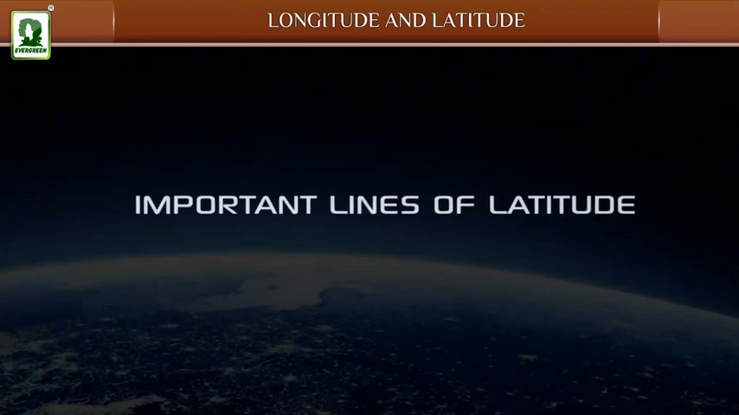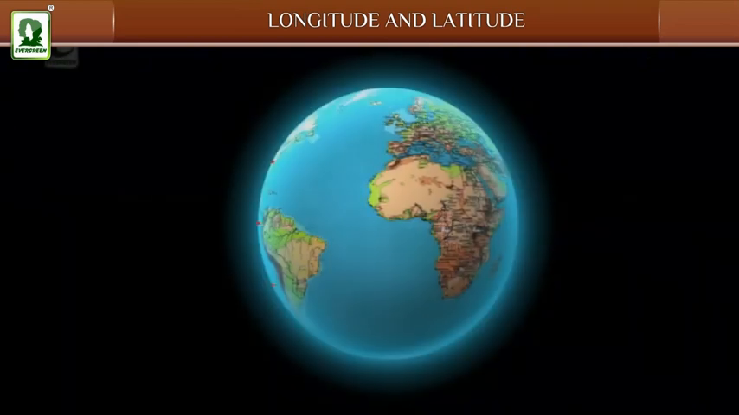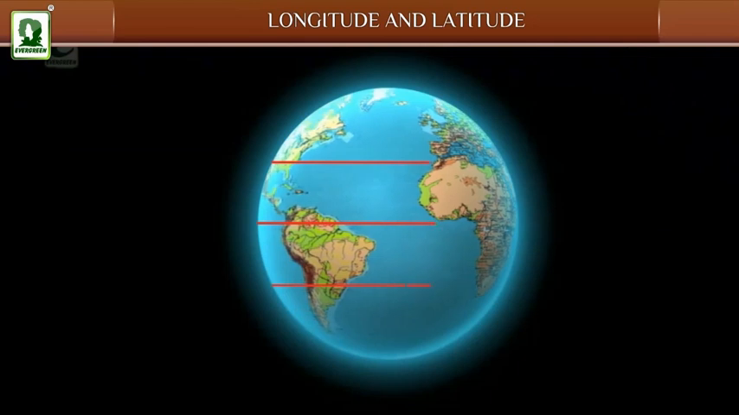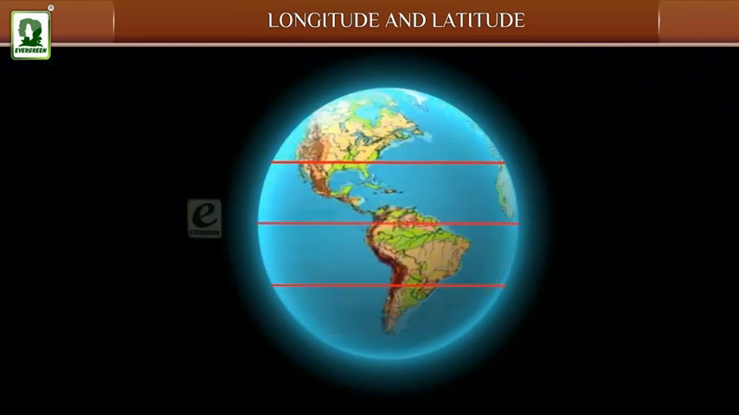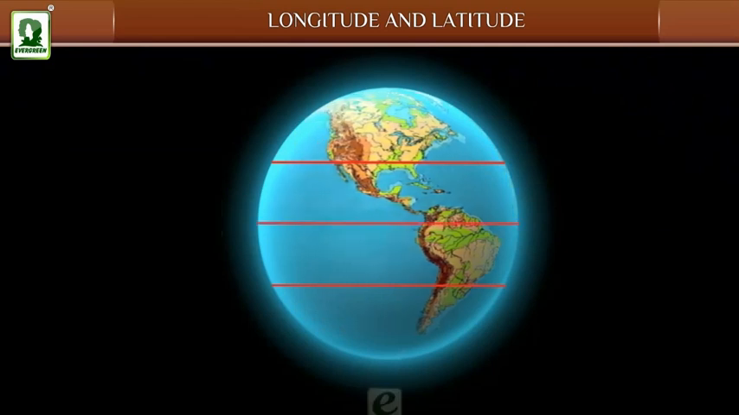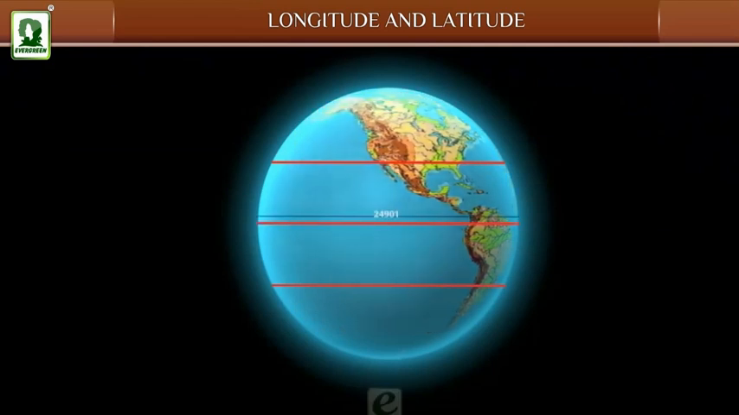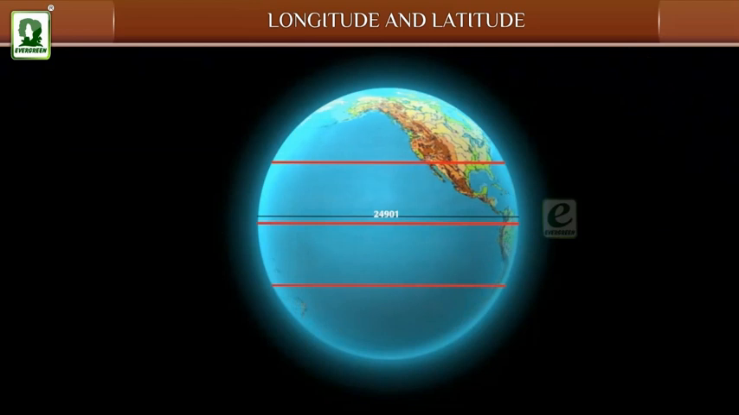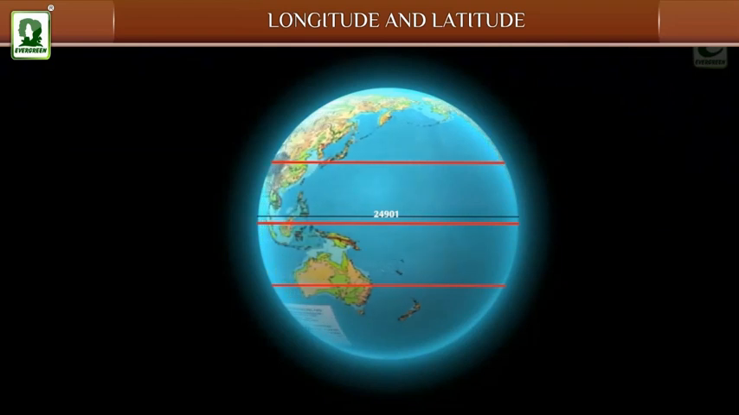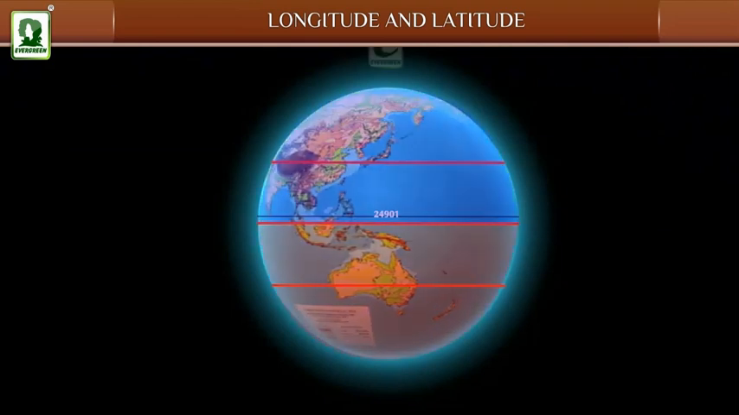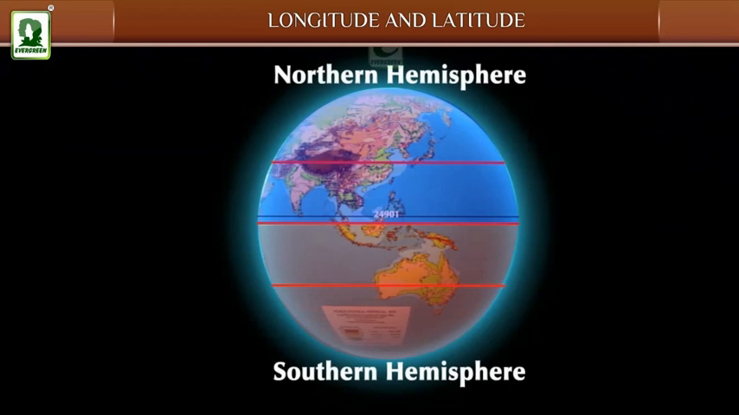Important lines of latitude. There are three significant lines of latitude. The equator, located at 0 degrees, is the longest line of latitude on Earth, 24,901 miles. It is the exact center of the Earth. It is also called the Great Circle as it divides the Earth into two equal halves, the northern and southern hemisphere.